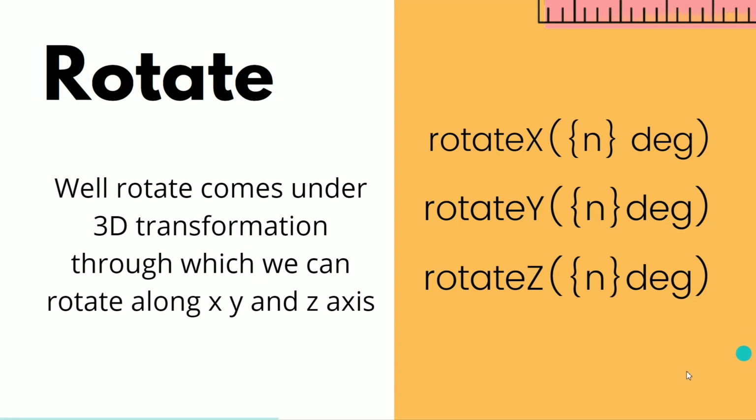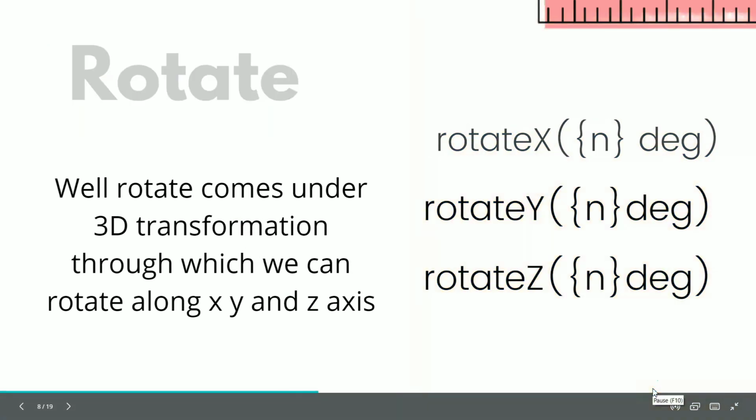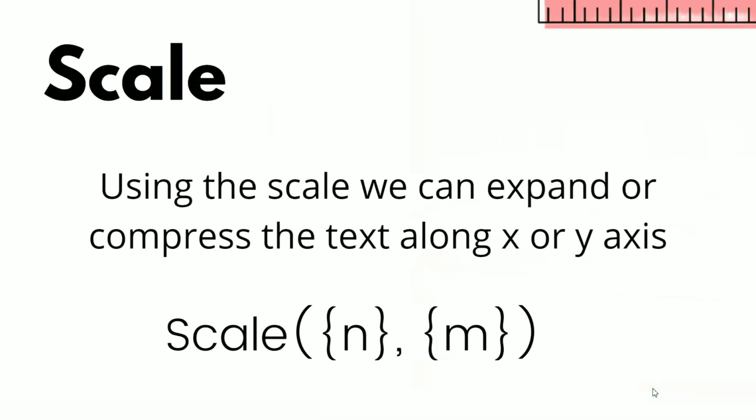Then we have scale. Using scale, we can expand the text or compress the text along the x and y axis. If we are using scale xy, with 2 and 3, we can compress the text by 2 and expand the text by 3 along the y axis. This is about the scale. And next we come up with the filters.